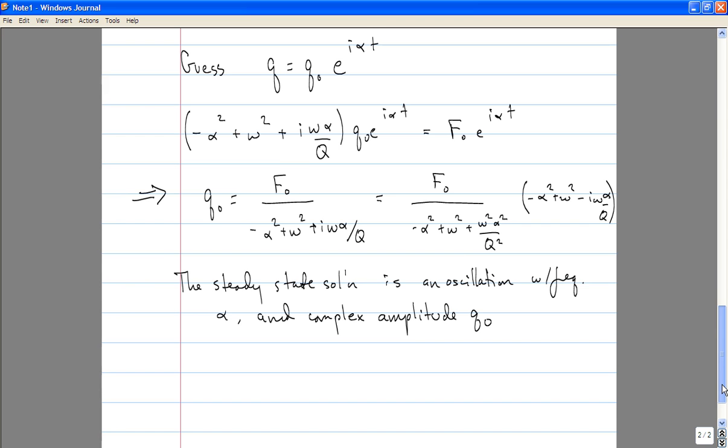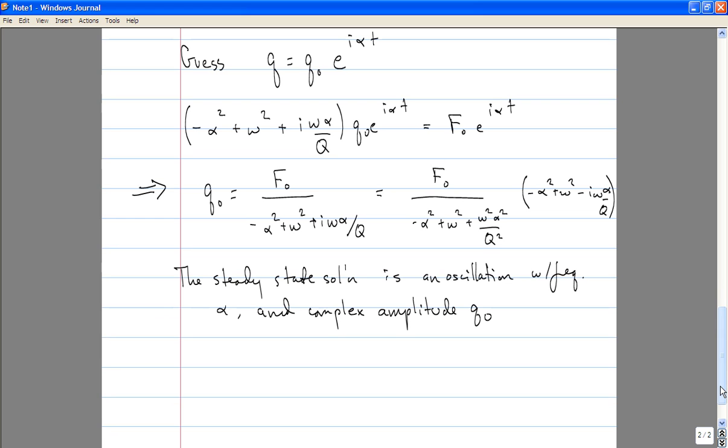And then from this, it is straightforward to compute the real... Yes, did I make a mistake? I'm sorry, I forgot to square it. Squared. Yeah, I squared that one. I already squared that guy. Thank you. Sorry about that. So from that, it is easy to read off the amplitude and the phase of the oscillation.